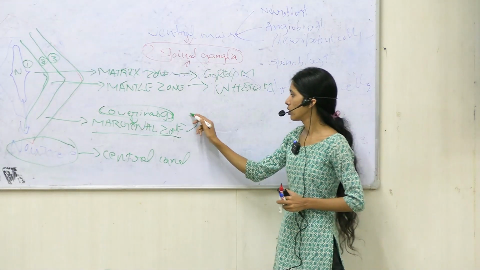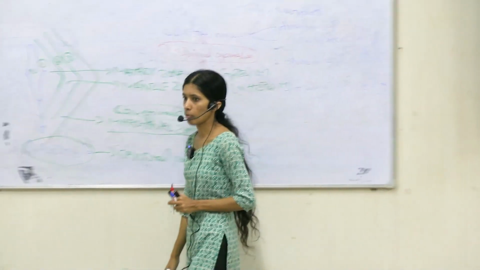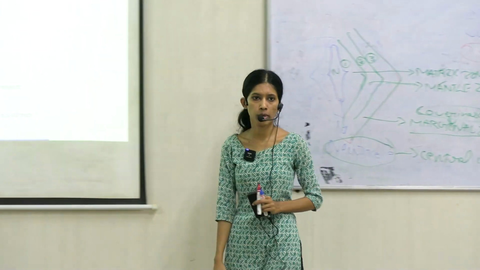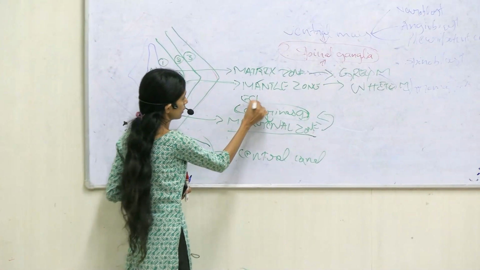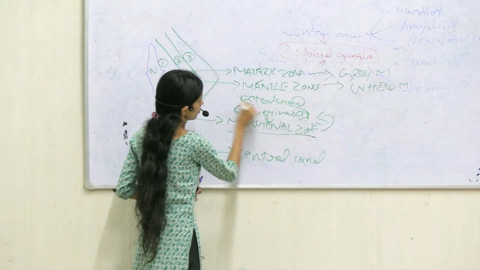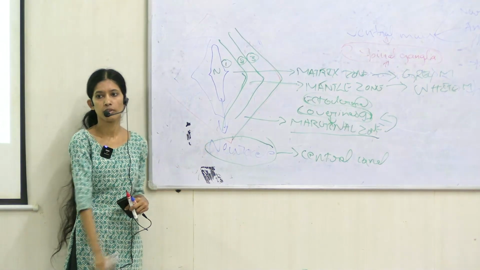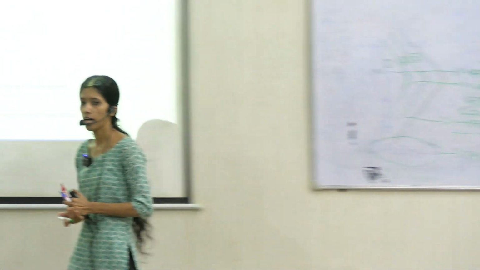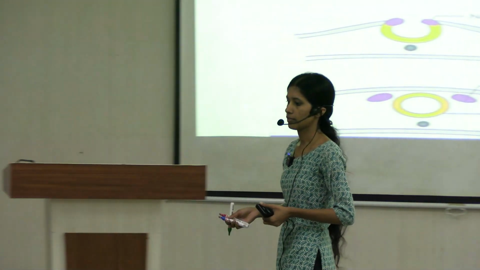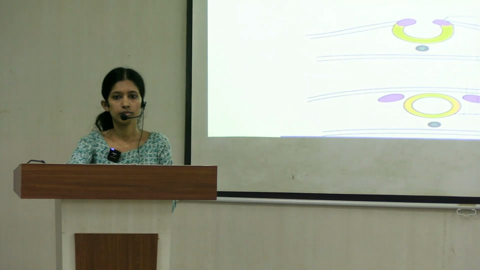And marginal zone will be forming the coverings of the spinal cord, and this is ectodermal in origin, whereas your central neurocele is going to develop as the central canal of the adult spinal cord. Is it clear? Any doubts in this? No doubts? Okay, there are 2 different diagrams for this topic in the textbook. Please check those diagrams once. Open your textbook and check those diagrams.